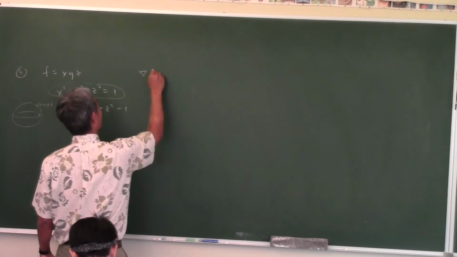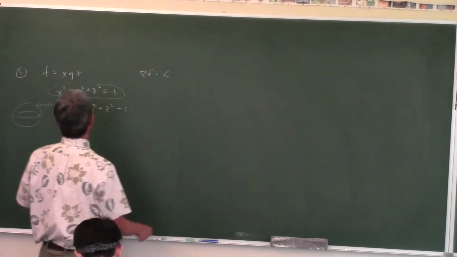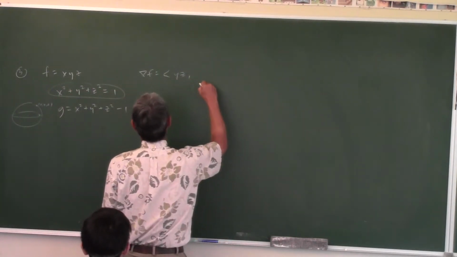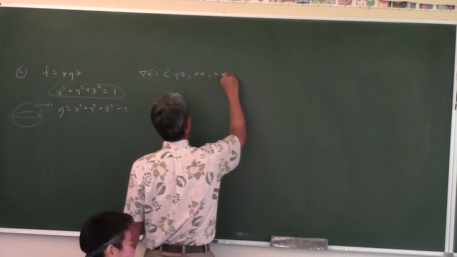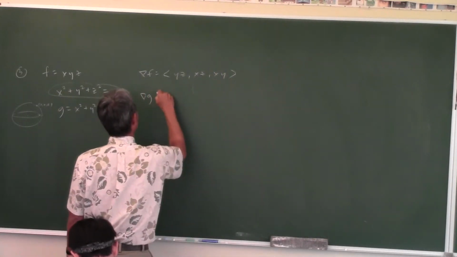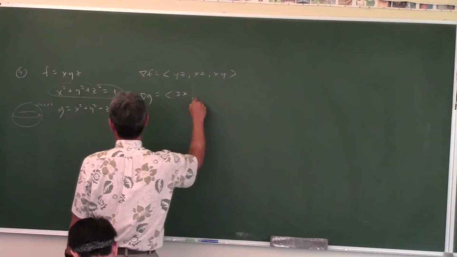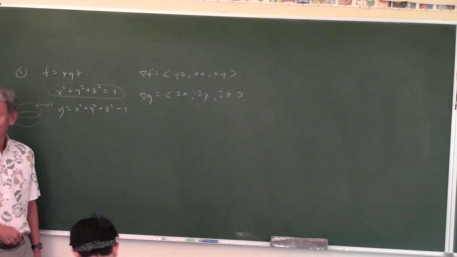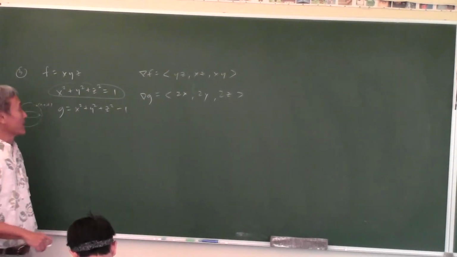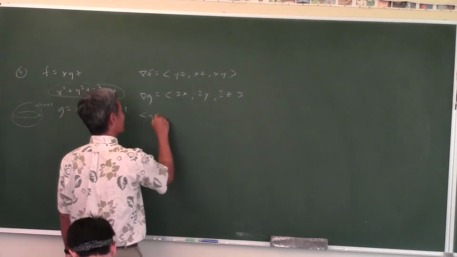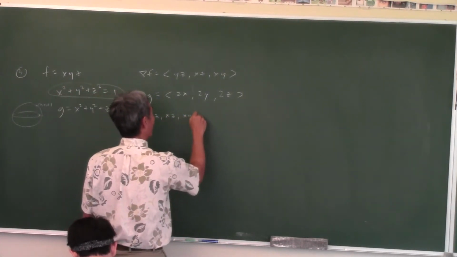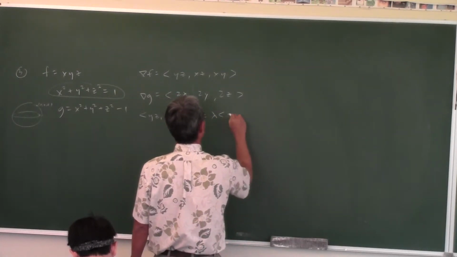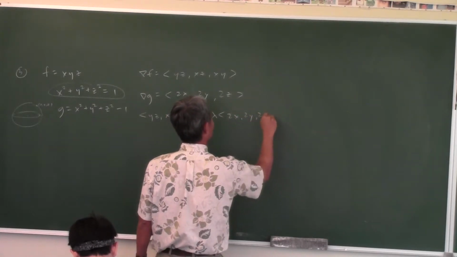What is the gradient of F? Easy: yz, and then xz, and then xy. Then what's the gradient of G gonna be? 2x, 2y, 2z. Correct? Okay, so we're looking for something so that this vector yz, xz, xy is some multiple of 2x, 2y, and 2z.